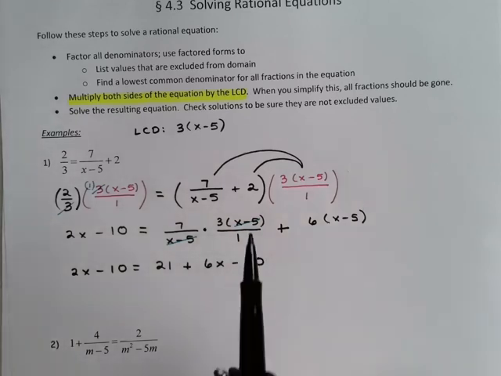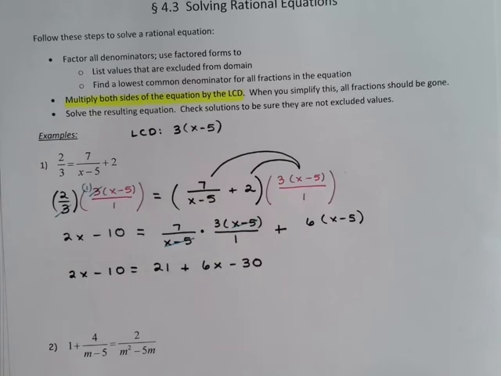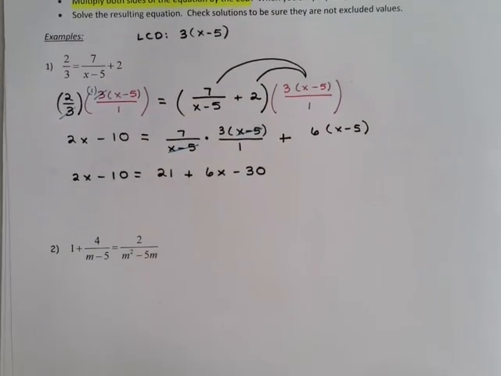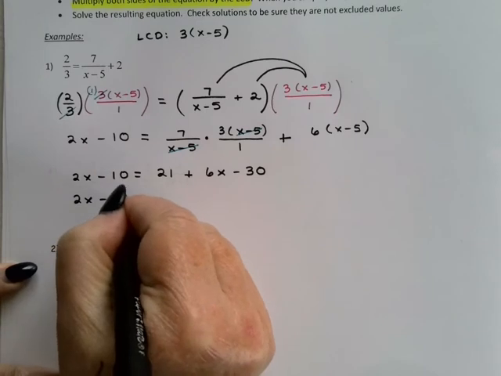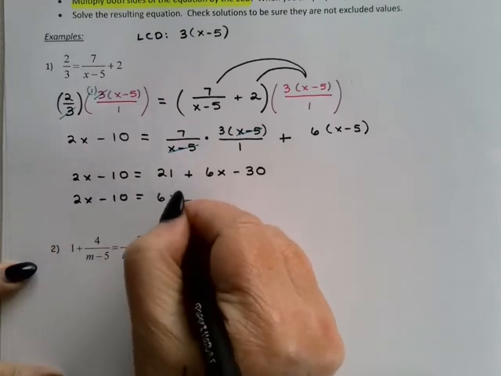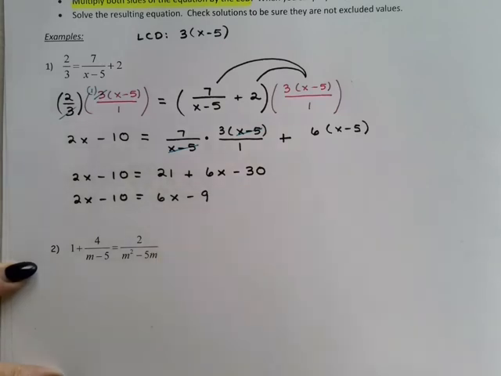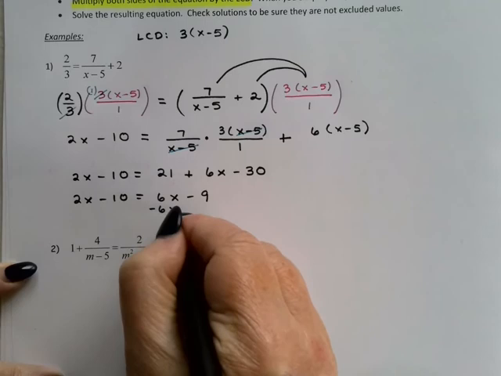Now again, you may have been able to go from this step to this one all at once, and if you're comfortable with that, that's fine. I just want to make sure I don't lose anybody by skipping steps. Okay, we've got 2x minus 10. On the right-hand side, I'm going to combine my like terms. 21 minus 30 would be negative 9. And I'm going to subtract the 6x.